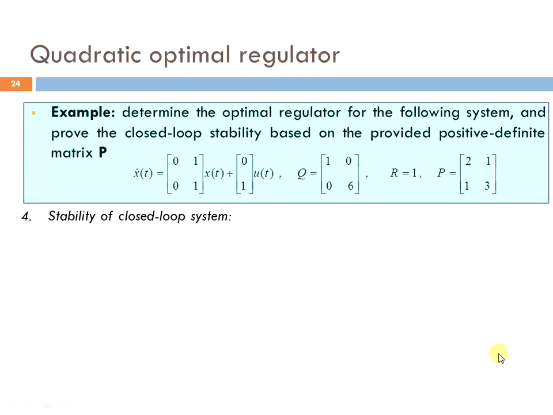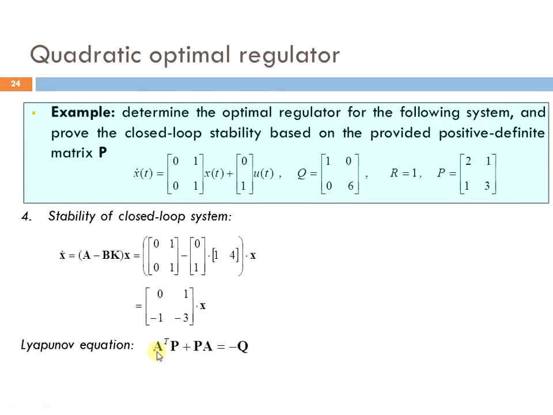So the next thing that we want to do now is to determine the stability of the closed loop system, and for that, firstly, we want to work out the closed loop state matrix, which is given by the expression A minus B times K. Okay, so we are going to use the Lyapunov equation, A transpose P plus PA equal to minus Q. Here we have been supplied with the positive definite matrix P that we can use to test the stability of this system, and the idea is to determine the matrix Q and see if it is positive definite.